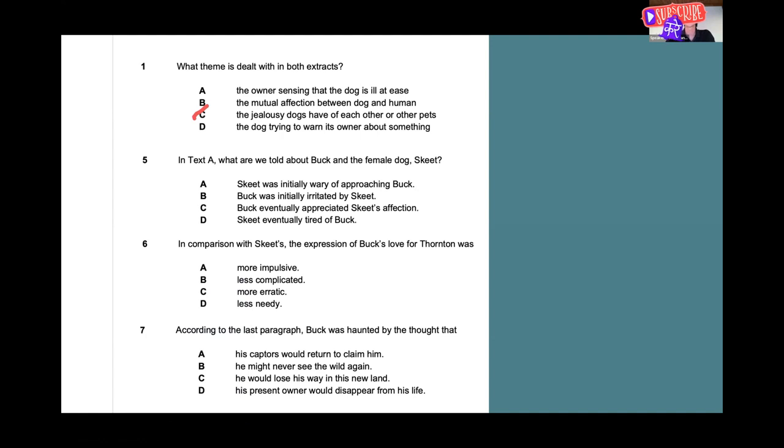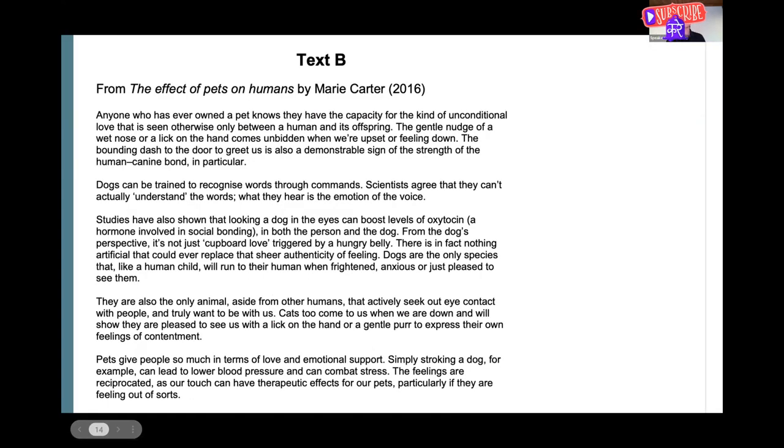The owner sensing that the dog is ill at ease, the mutual affection between dog and human, and immediately I'm thinking that this is probably our answer based off the start, and the dog trying to warn its owner about something. So our keyword is warn. Okay, so let's return to the text and look out for those keywords.